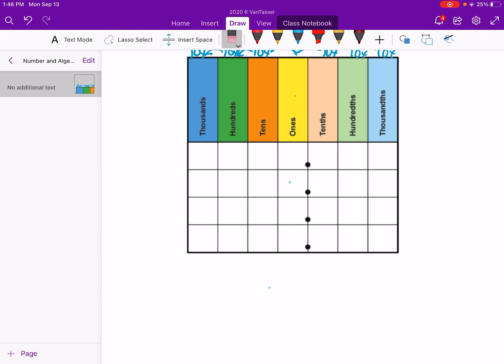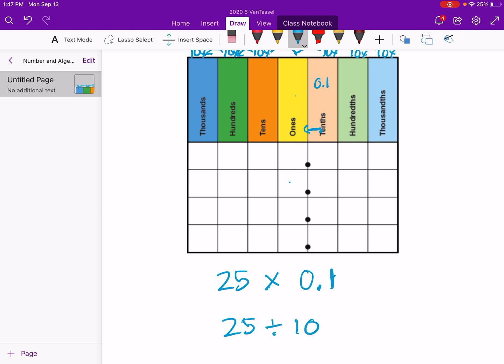Now when you multiply by a tenth, so let's say I have 0.1, that's a tenth. 0.1 is a tenth. It takes 10 of these to make one whole. So if I have 25 and I'm multiplying it by a tenth, it really means I'm moving it down. It's really like doing 25 divided by 10, because it takes 10 of these tenths to make one whole.